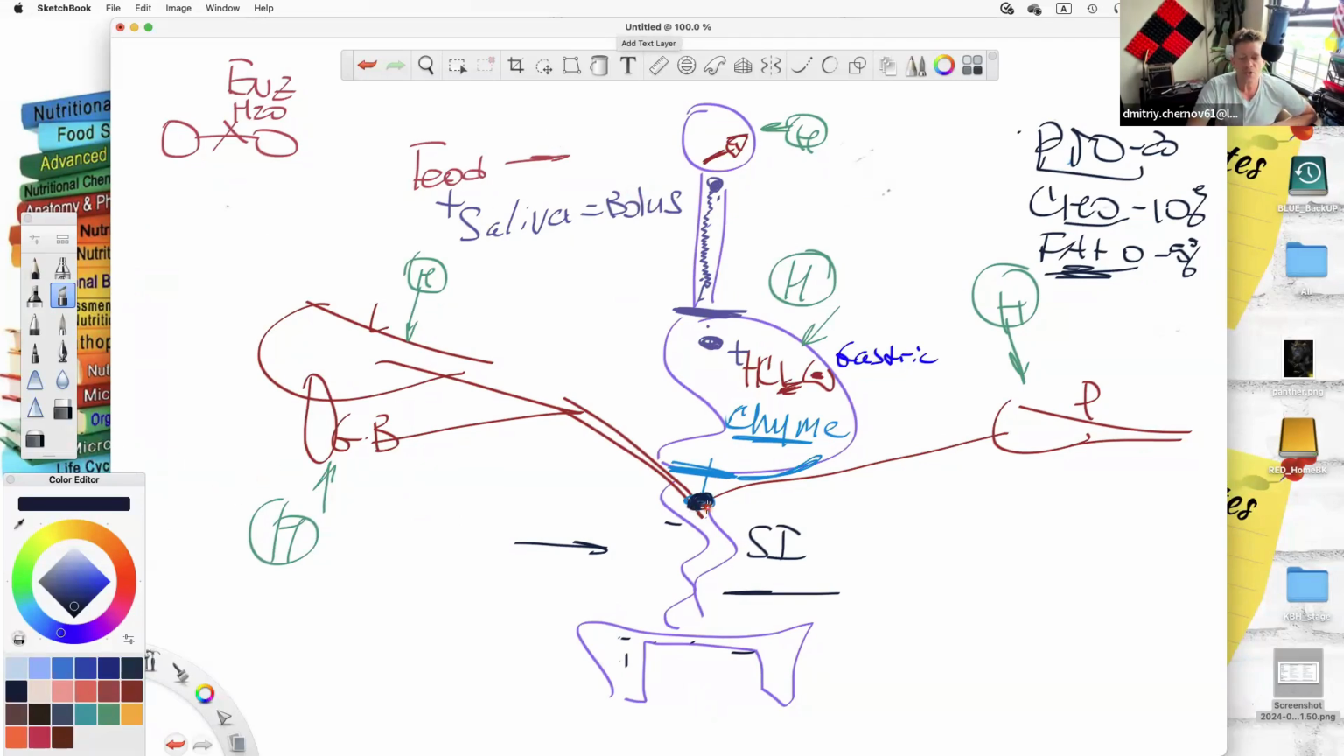Right. So now chyme is here, and that's where the major digestion and absorption happens. Duodenum and jejunum. Remember DJ, right? Duodenum, jejunum.